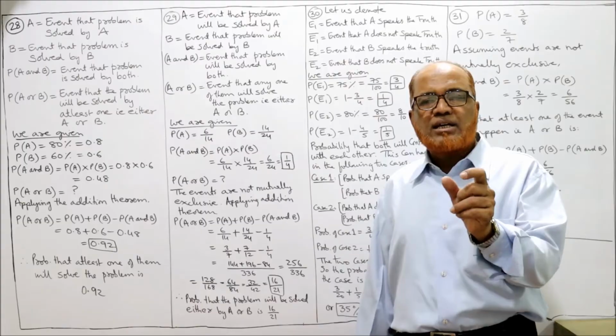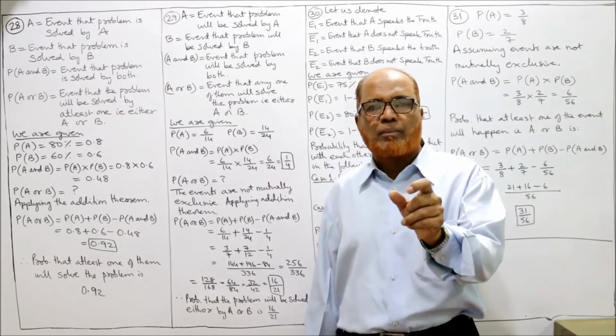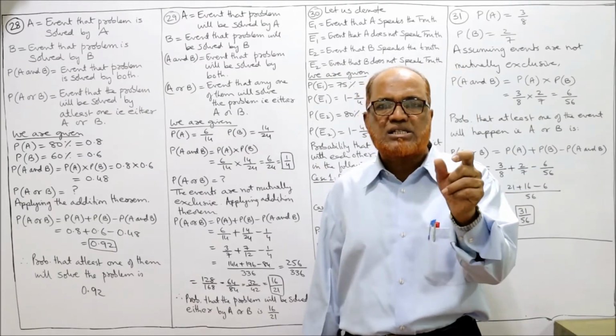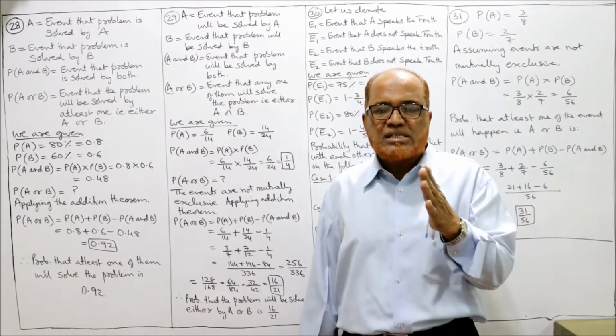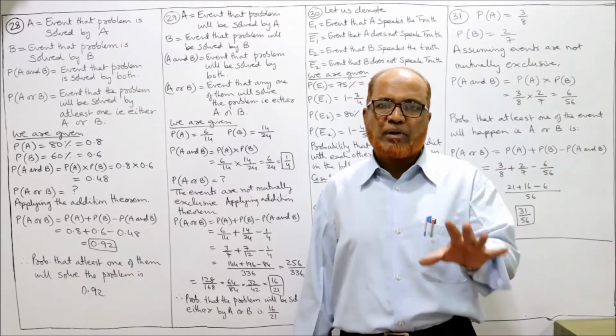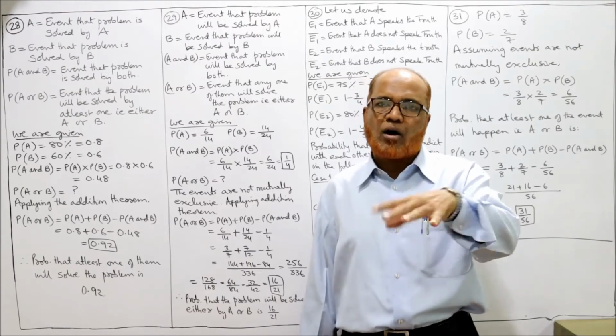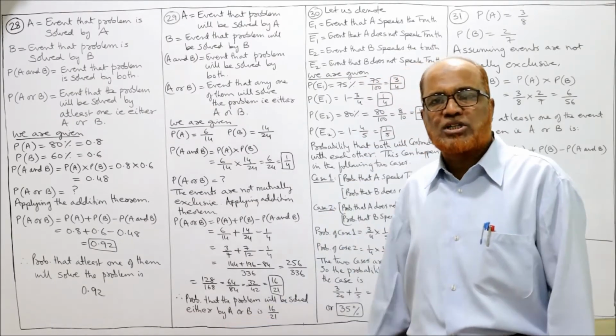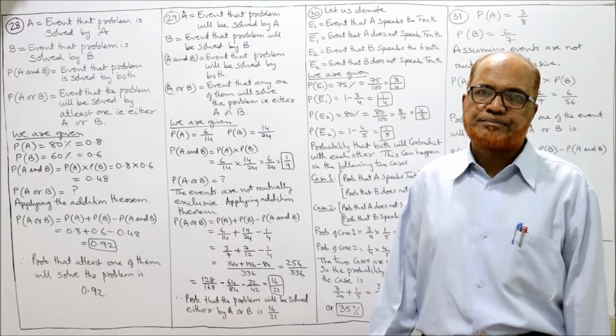So 0.92 is the probability that the problem will be solved by at least one. At least one means either A or B. The problem will be solved either by A or by B. The probability is 0.92. That's all.